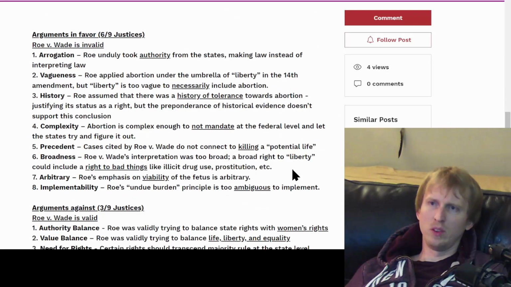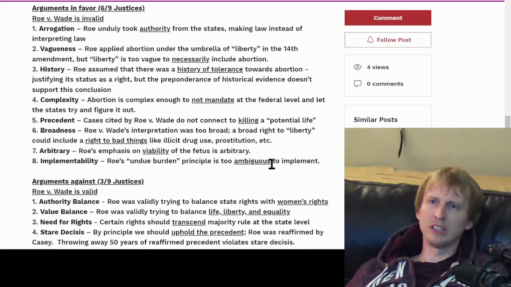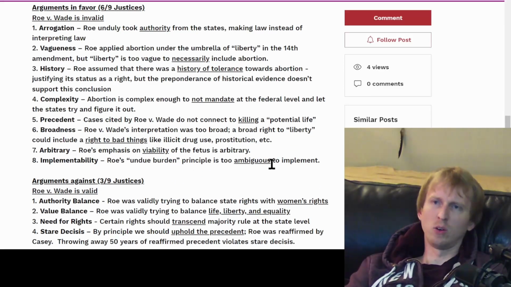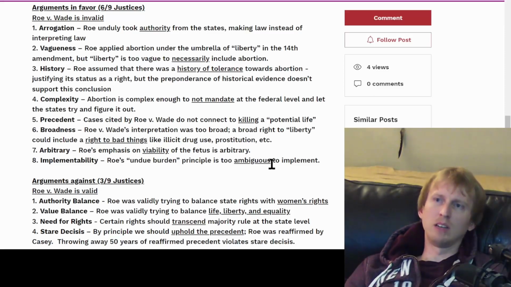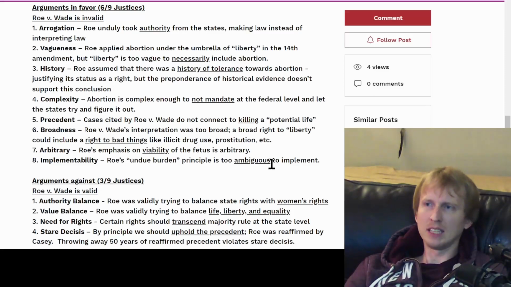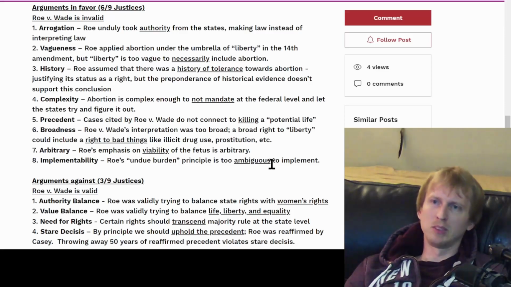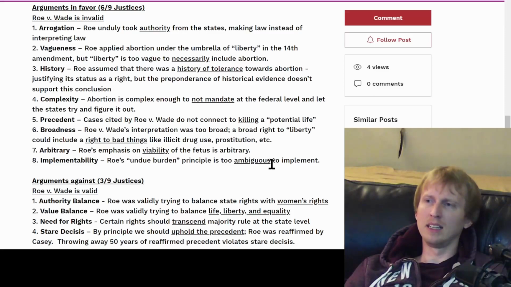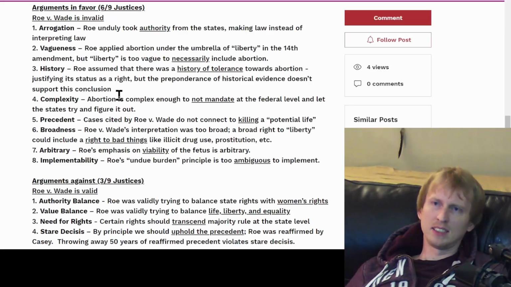So back to the 6 justices, back to why they wanted to invalidate Roe. My summary here, the first principle or argument is arrogation. They believe that Roe unduly took authority from the states. The courts were making law instead of interpreting law, so they were not performing their role as justices properly. They were acting like legislatures. So that's one argument.